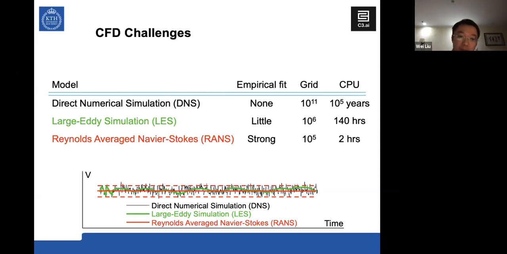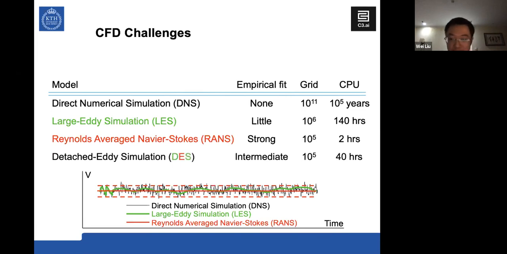And also we have the hybrid models, which aim to achieve both better accuracy and efficiency. For example, the detached eddy simulation applies the RANS model in the near-wall region and the LES in the other regions. But the industry standard of low computational demand CFD analysis is still the RANS models.